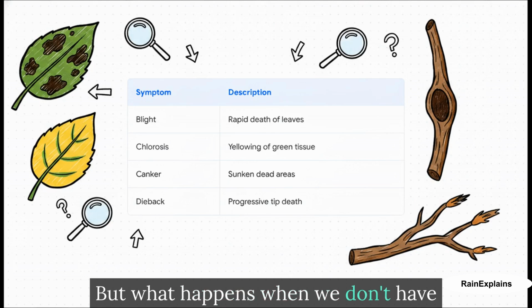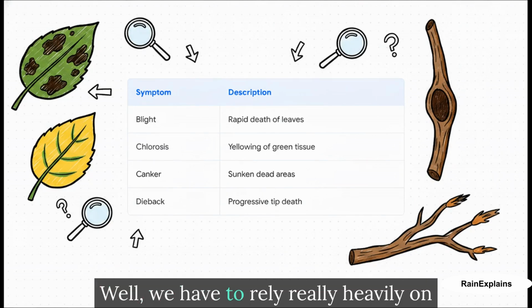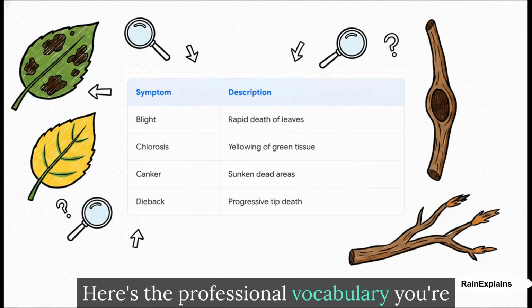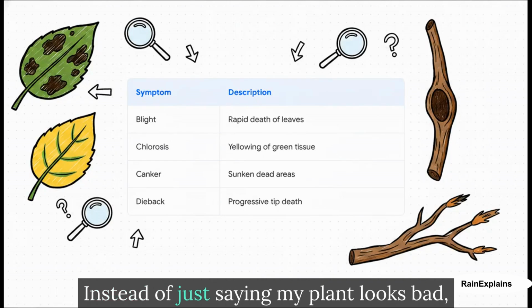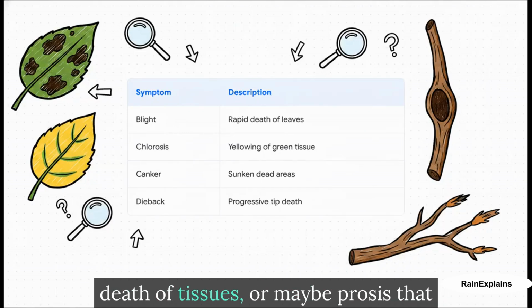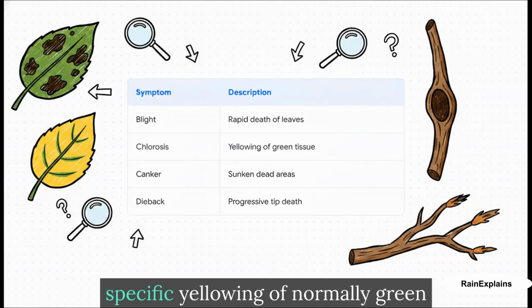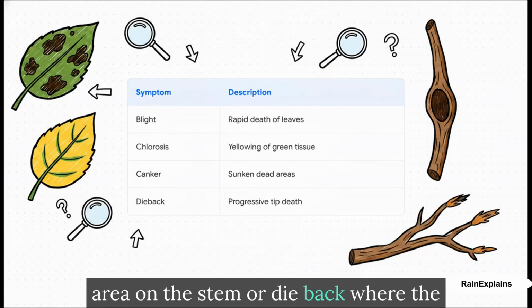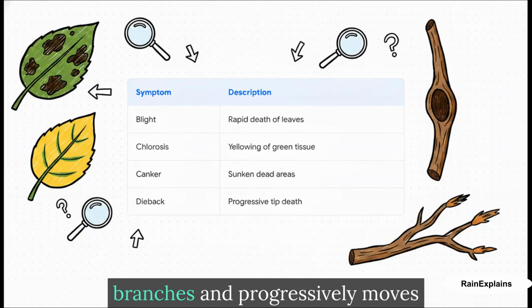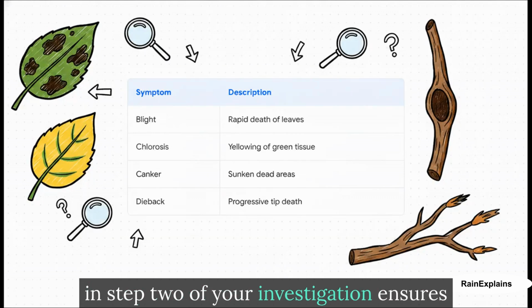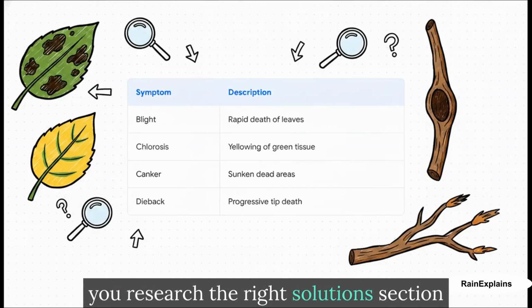But what happens when we don't have signs? Well, we have to rely really heavily on describing our symptoms accurately. Here's the professional vocabulary you're going to need. Instead of just saying, "My plant looks bad," you can observe if it has blight, a rapid death of tissues, or maybe chlorosis, that specific yellowing of normally green tissue. Is there a canker, a sunken, dead area on the stem? Or dieback, where the death starts at the very tips of the branches and progressively moves backwards? Using exactly the right words in step 2 of your investigation ensures you research the right solutions.